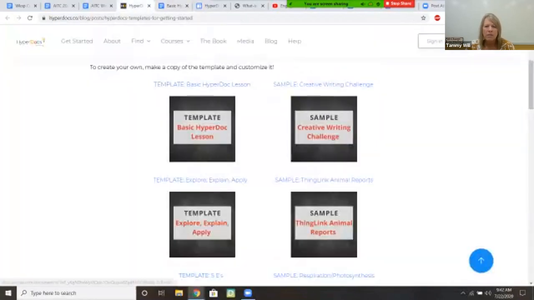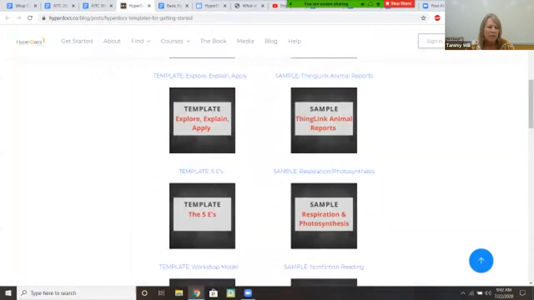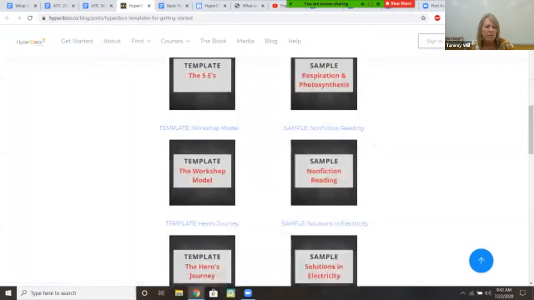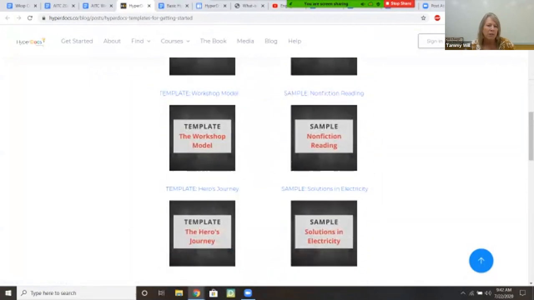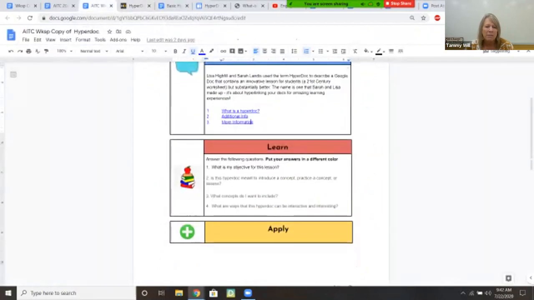So there's others. So if you have things that you want them to do, here's an animal report, a creative writing. Here's an actual 5E template. So you can go through and find so many of them out there that are already made, so you don't have to try to come up and make one yourself. I'm all about making and sharing.